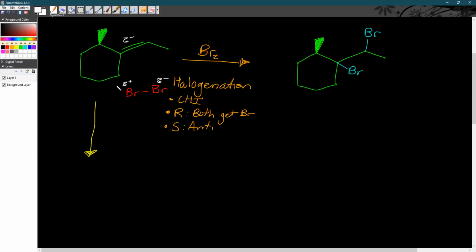But what happens is that as they're doing a tug of war, back and forth, one of them will grab onto the electrons for an instant, which makes it slightly more negative, which means that the other one is slightly more positive, which also means that our double bond will be attracted to that slightly partial positive charge and reach out and grab it. Okay? This will kick off our bromine.